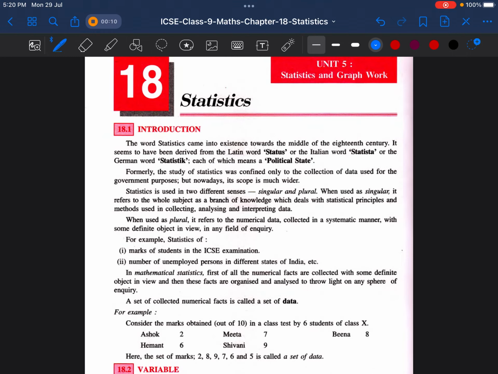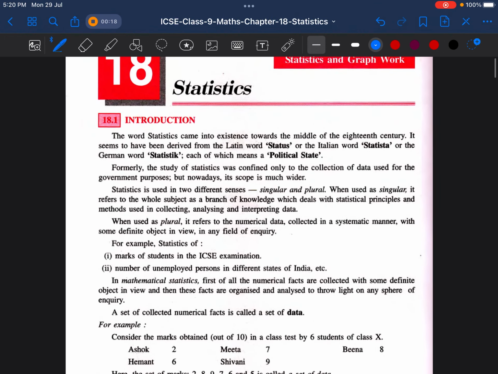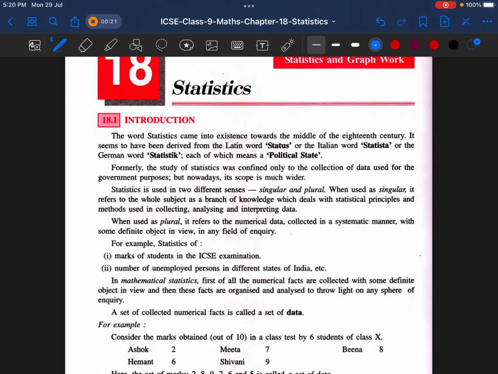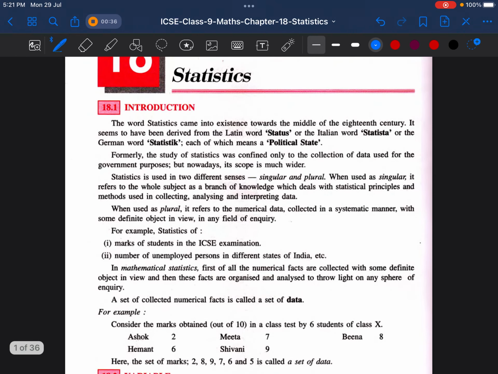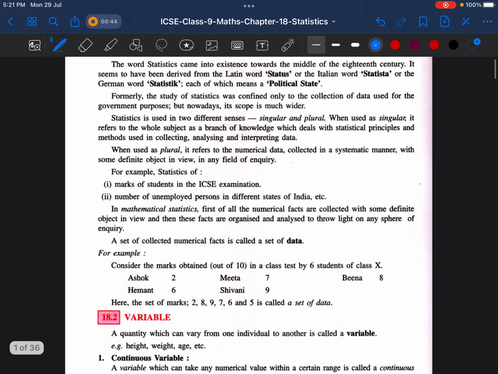Today I will discuss statistics in this class. So let's start. In this chapter we will know what statistics is and where we use it, with some examples, and also we will know variable, frequency distribution and cumulative distribution.